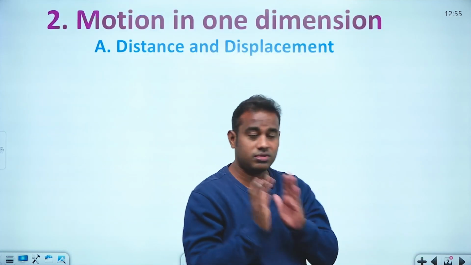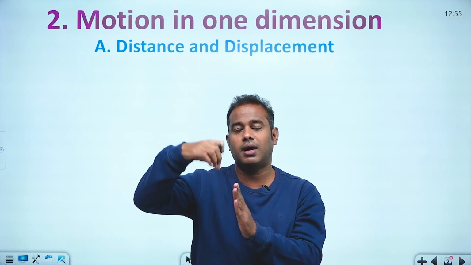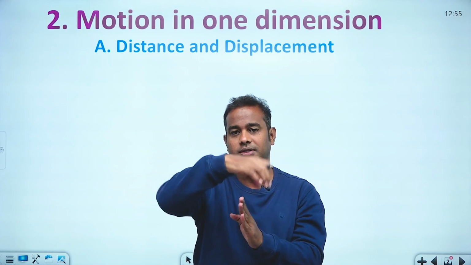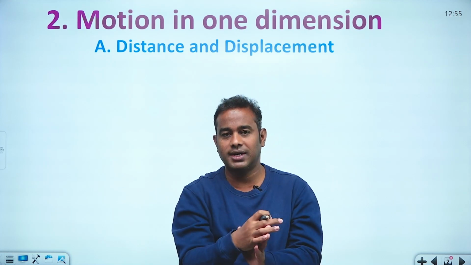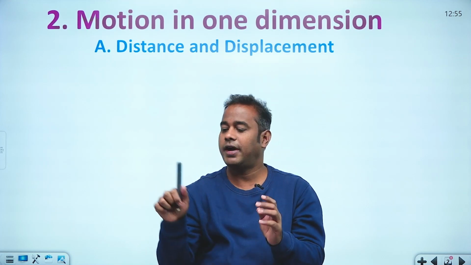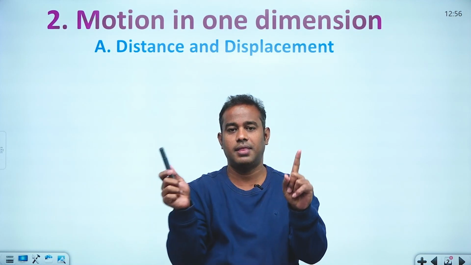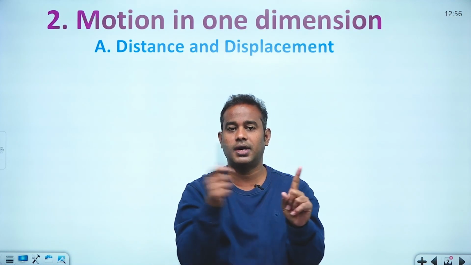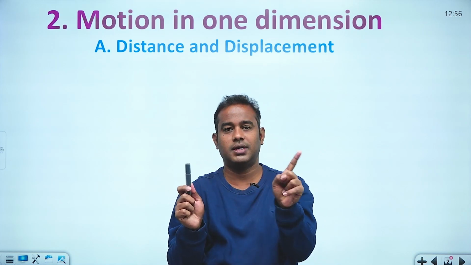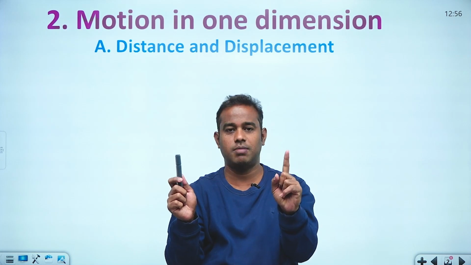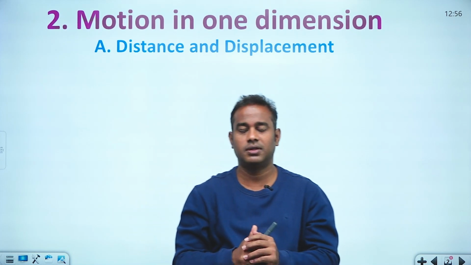If it is distance, you need to take all the paths, accumulate all of them, and add them up to find the total distance. If it is displacement, find the initial position and the final position, then draw a straight line, also noting the direction, and the length of the straight line from the initial position to the final position is the displacement. So that's the basic difference between distance and displacement.